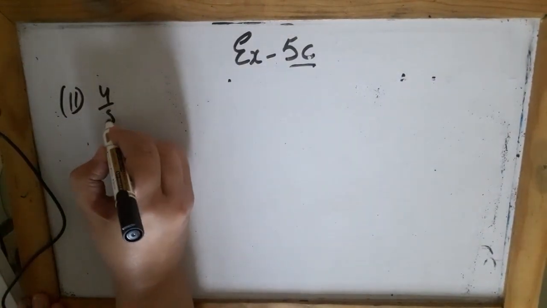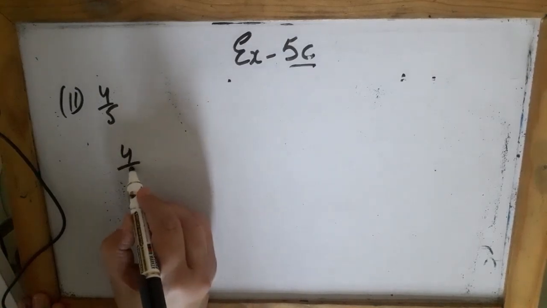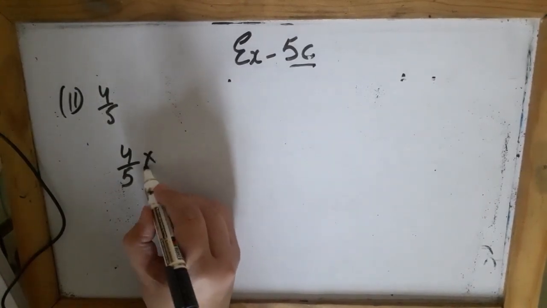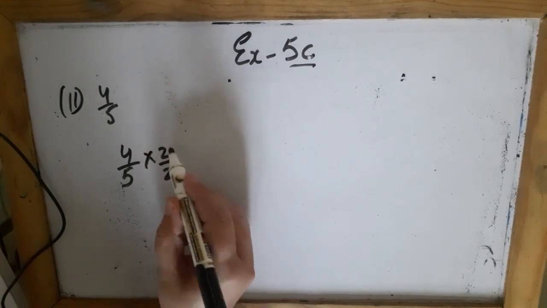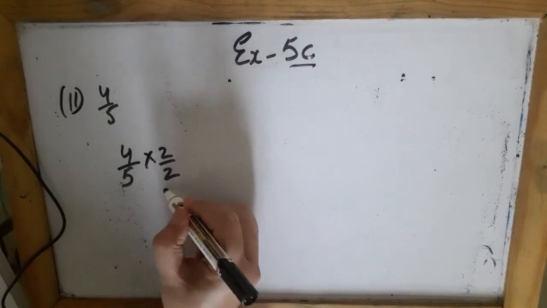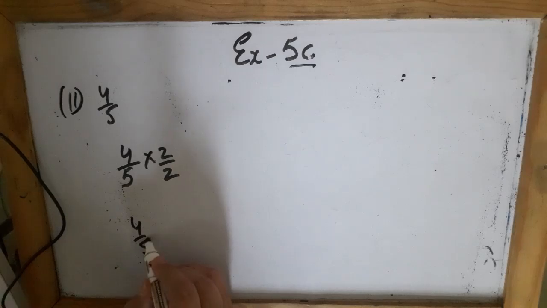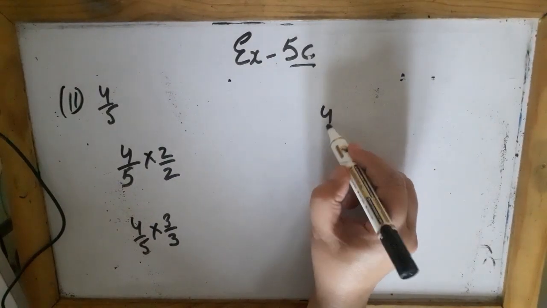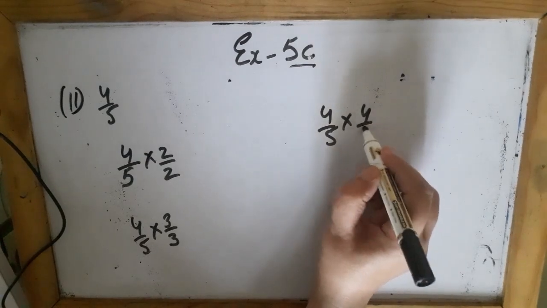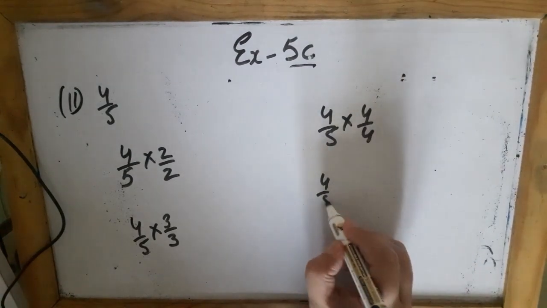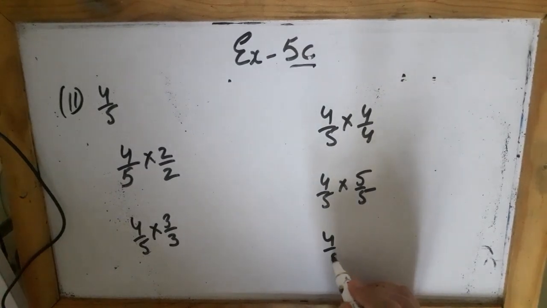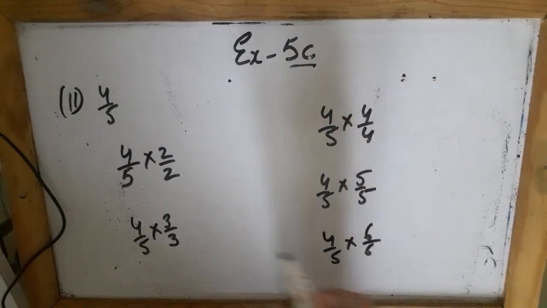It's 4 by 5. So I said the 4 by 5, how can I get equivalent fractions? If I multiply the numerator and denominator with the same number. So I can multiply both of them with 2, with 3, with 4. Any number you can multiply them with. 5, I can multiply them with 6. So what will you get?